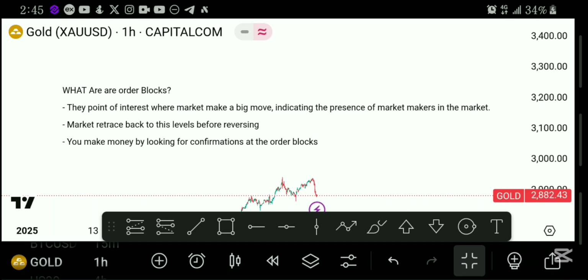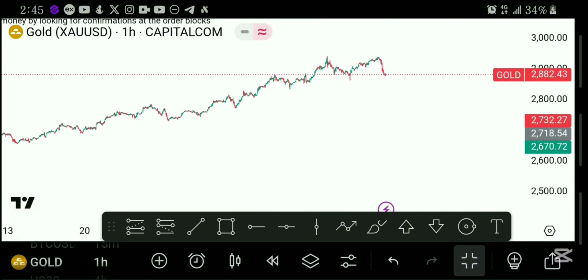Now, order blocks are more like bases or area points of interest where you see the market make a huge move before reversing back to that same level and continuing to move towards our predicted direction. Now, let me show you how you can find these order blocks.